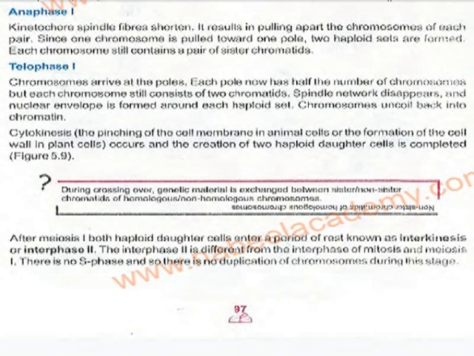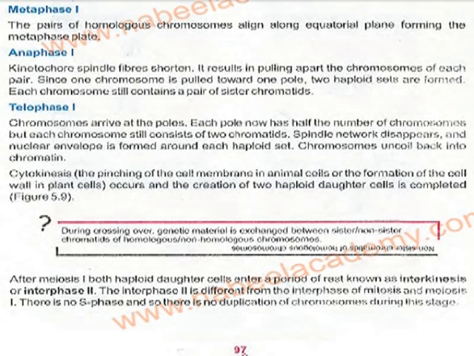After meiosis, the haploid daughter cells enter a period of rest, which is known as interkinesis or interphase 2. The interphase 2 is different from the interphase of meiosis and mitosis. There is no S phase and there is no duplication of chromosomes. Understand? So after telophase, there comes the interphase 2. The haploid cells are now produced and now they are resting, and there is no S phase, so no duplication of the chromosomes will take place.